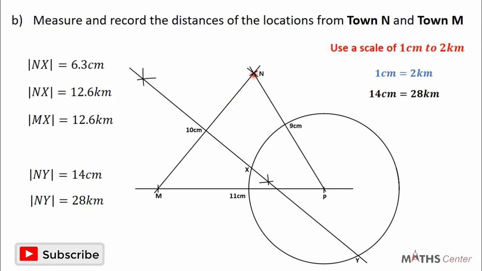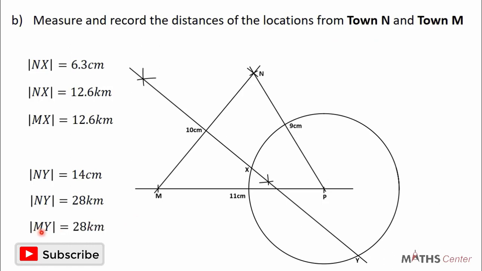We have now measured NY. We have to measure MY. But we know that the point Y falls on the locus of points equidistant from point M and point N. This means that at point Y, the distance from N to Y will be the same as the distance from M to Y. So if NY is 28 kilometers, then MY is also 28 kilometers. We have now measured the distance between town M and town N and the two possible locations of the market.